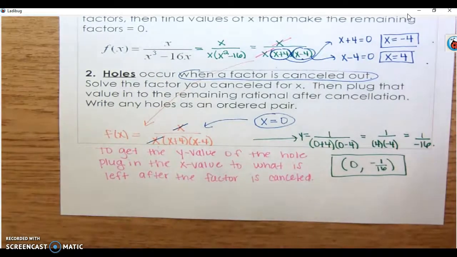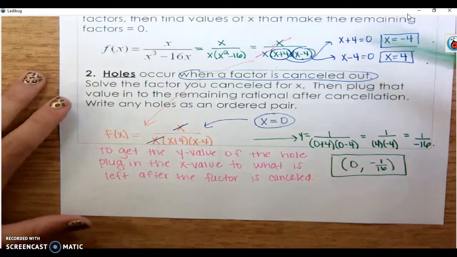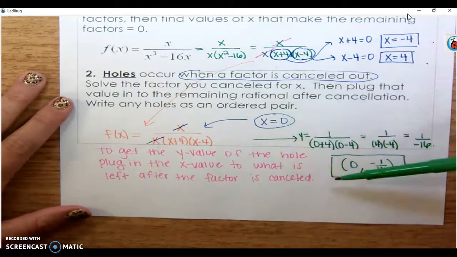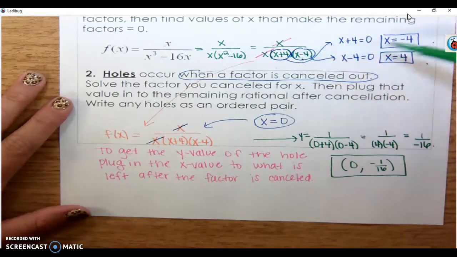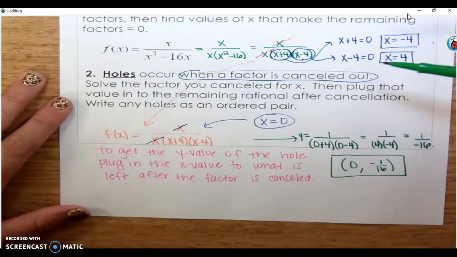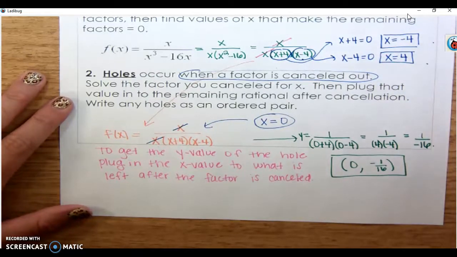Okay, so just to recap, for vertical asymptotes and for holes, you have to factor your rational function before you can begin. Whatever cancels out is your hole. Whatever's left over in the denominator is going to be your vertical asymptotes. Okay, so we're going to move on to horizontal asymptotes.